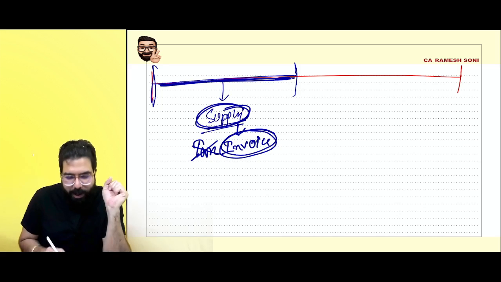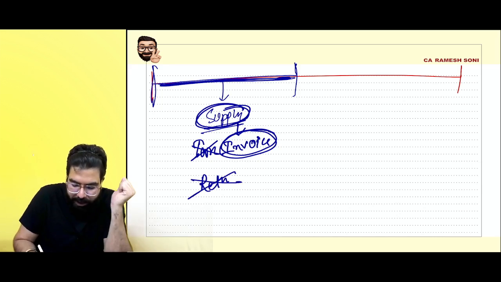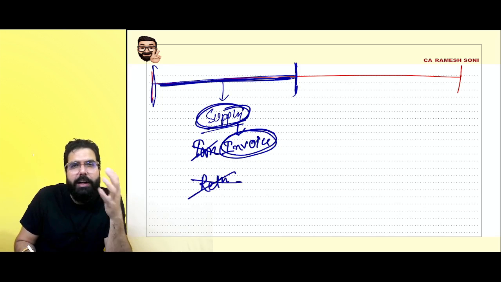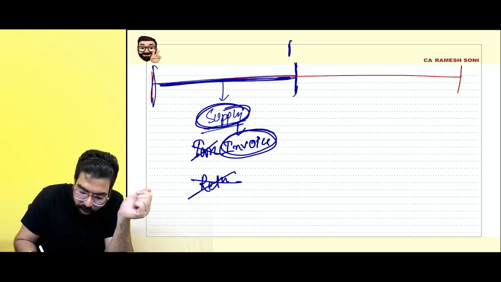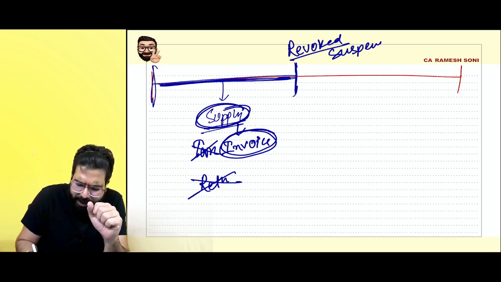But sir, suppose you don't have to file a return during this period. But sir, supposing after some time, the PO did not cancel my registration. He revoked the suspension. He told Ramesh, you are doing interstate supply, your registration will not be cancelled. He revoked the suspension. Then what will happen?